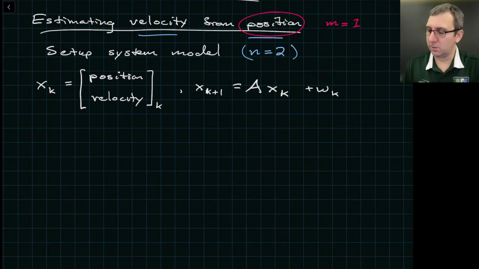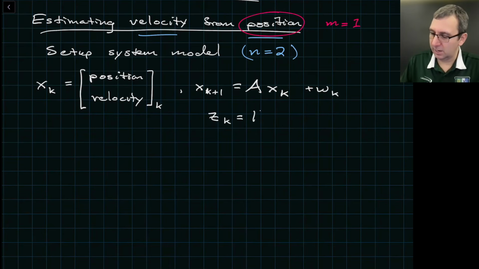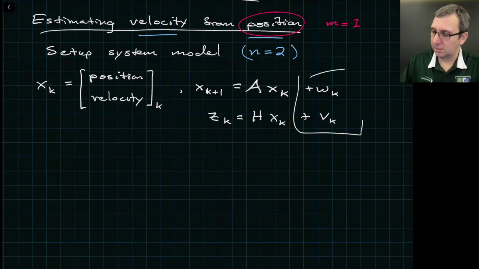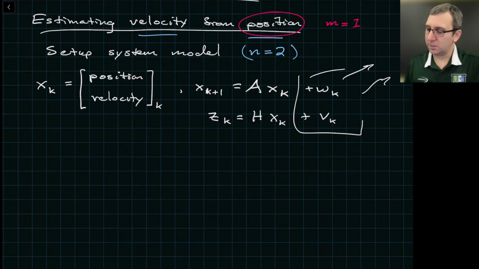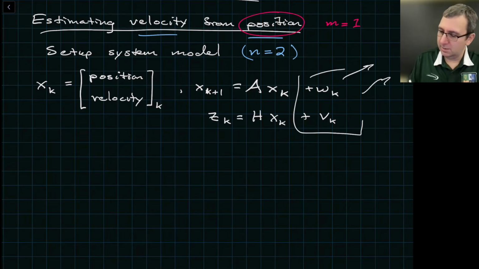X k plus 1 equals A x k. Z k equals H x k plus v k. Leave these things, forget about them for now. Focus on the parts that make more sense. So A, since n equals 2, should be a 2 by 2 matrix.